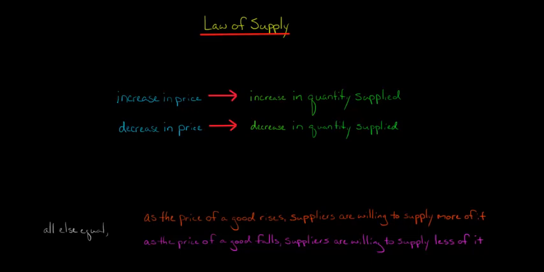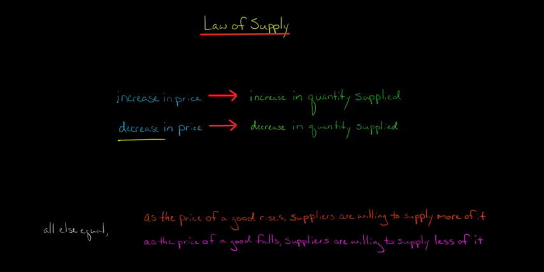In this video, we're going to talk about the law of supply. So the law of supply states that if there's an increase in the price of a good or service, there's going to be a corresponding increase in the quantity of that good or service that is supplied. And conversely, if there's a decrease in the price, then there's going to be a corresponding decrease in the quantity supplied.